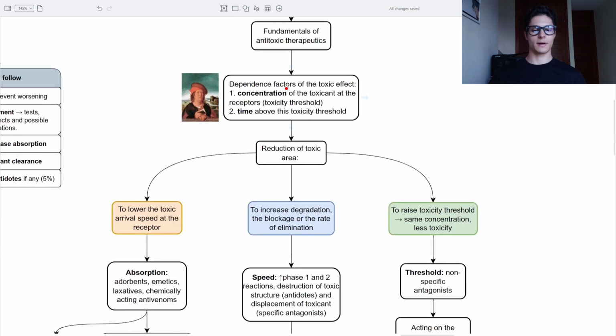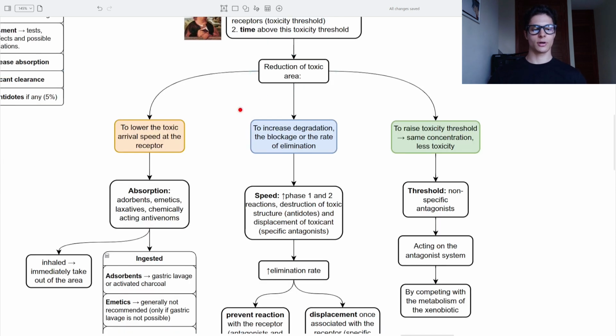Fundamentals of antitoxic therapeutics. The dependence factors of the toxic effect are the concentration of the toxicant at the receptor. This is called the toxicity threshold. And remember, concentration equals dose, so Paracelsus. And time above this toxicity threshold. So for how much time have you been exposed to a toxic concentration, a toxic dose?